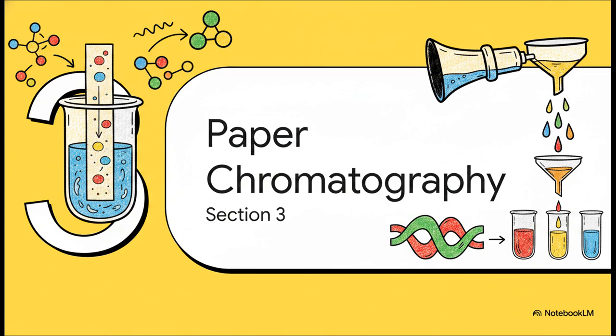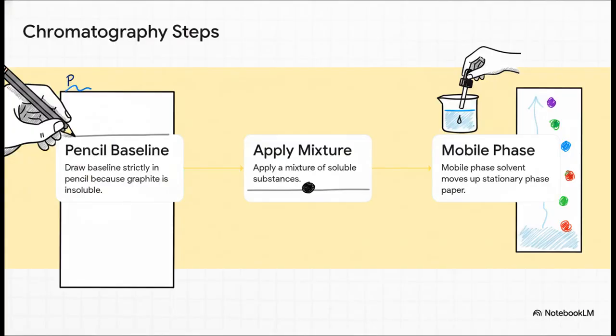Now that we know the rules, let's look at our very first scientific hack. This is an awesome technique that essentially weaponizes different solubilities to separate out mixtures. Let's walk through the setup. It's pretty straightforward. You take your stationary phase paper, and first things first, you draw a baseline. But notice, this baseline absolutely must be drawn strictly in pencil. Why? Because graphite is completely insoluble in chromatography solvents, it just won't run. If you were to use a pen, the ink itself would dissolve and separate into its own dye components, totally ruining and contaminating your results.